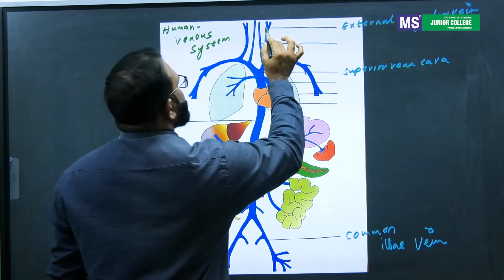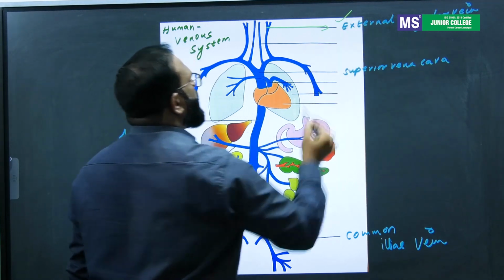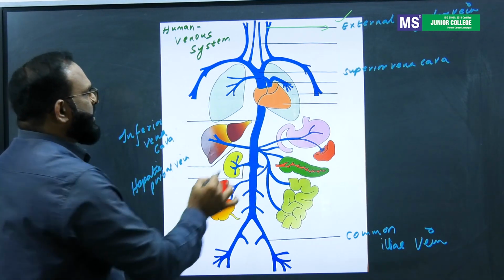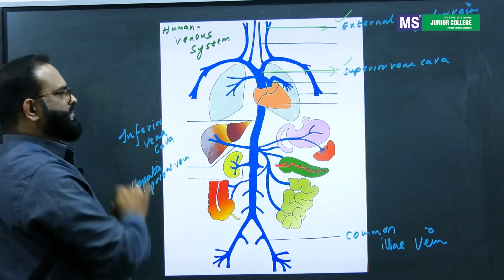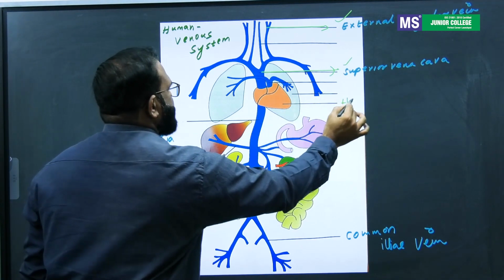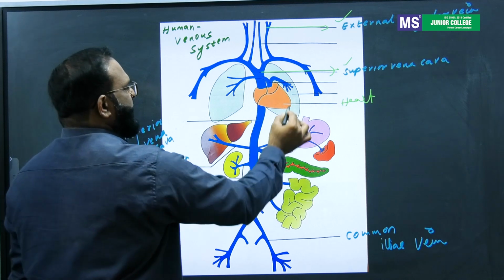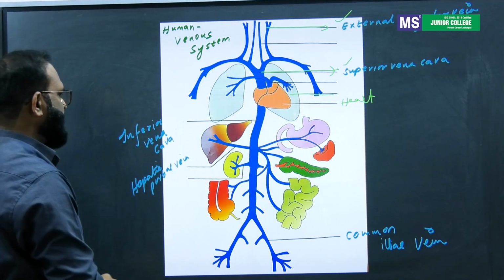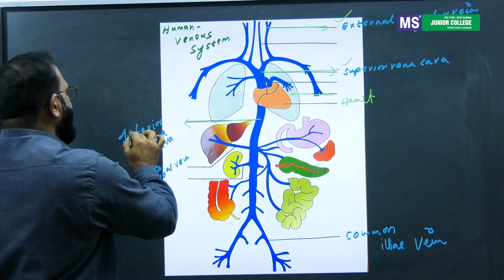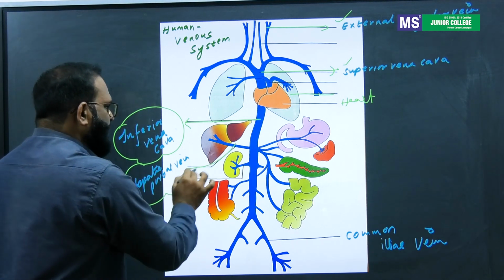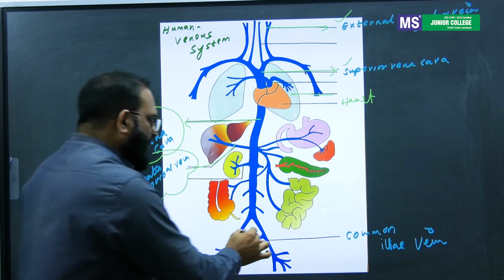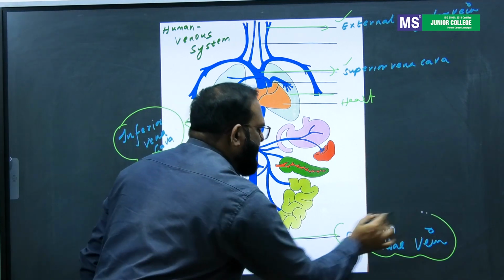Basic labelings: external jugular vein, superior vena cava, heart, you can identify easily, lungs, inferior vena cava, hepatic portal vein, common iliac vein.